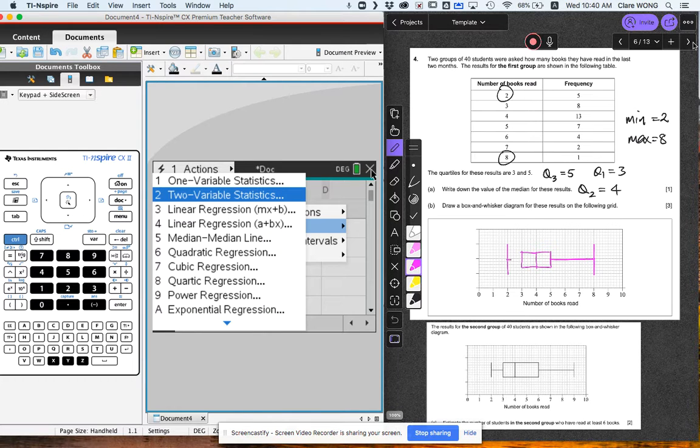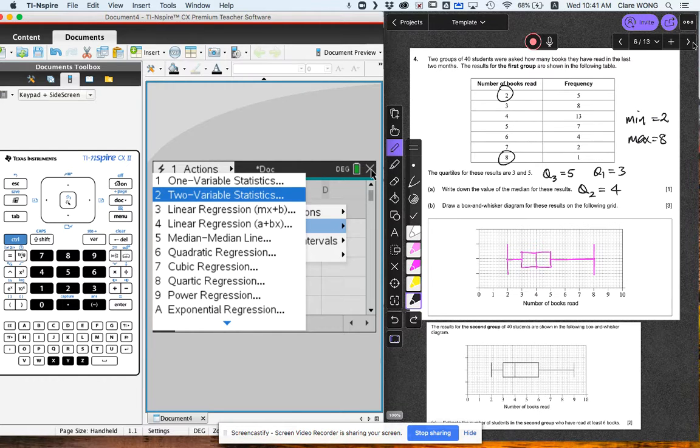Now, do make sure that you do not have a line punching through. You will be considered incorrect. So make sure you don't have that. The whiskers do not punch through. That would be it. The minimum and maximum point has to be at the right place. The Q1, Q2, Q3 has to be at the right place. You need to look into the mark scheme to find out the detail of the allocation of marks.